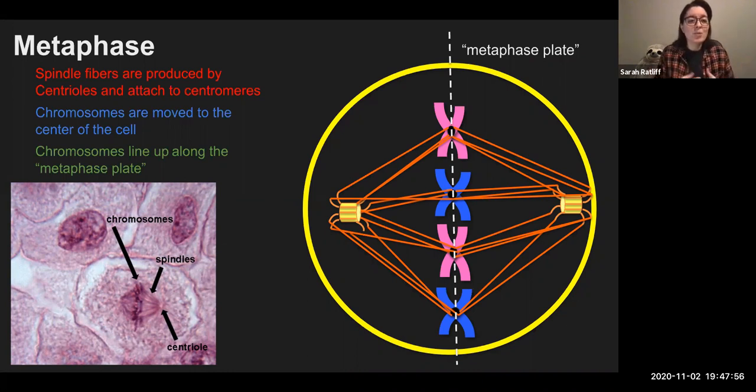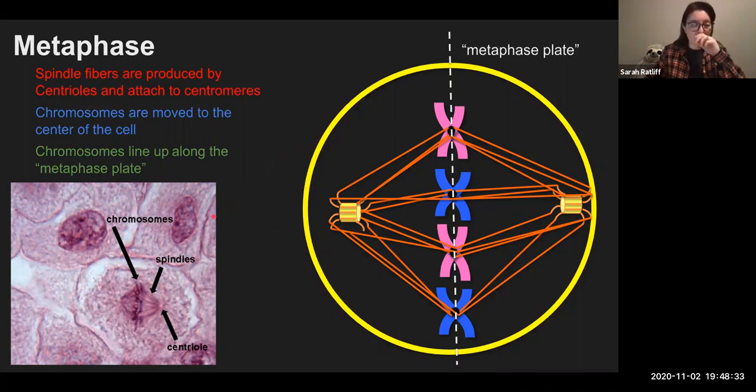And the chromosomes are moved to the center of the cell. This is called a metaphase plate. Up here in the top corner, this dotted line, the center of the cell where these chromosomes are going to line up, that is called the metaphase plate. So here, one more time, our centrioles are organelles that will help in cell division. They have these fibers, these orange long things, attached to the centromeres of our chromosomes.